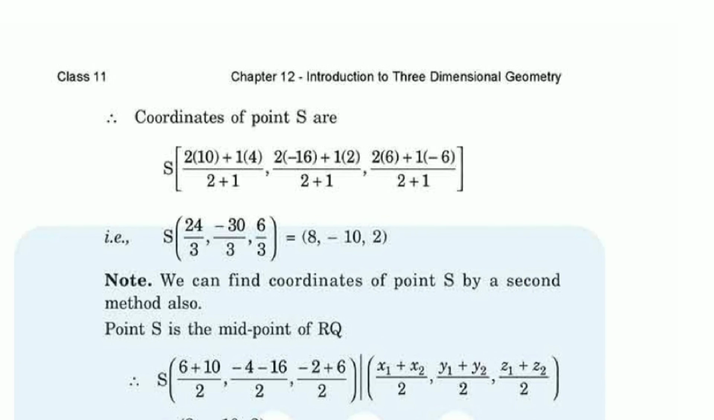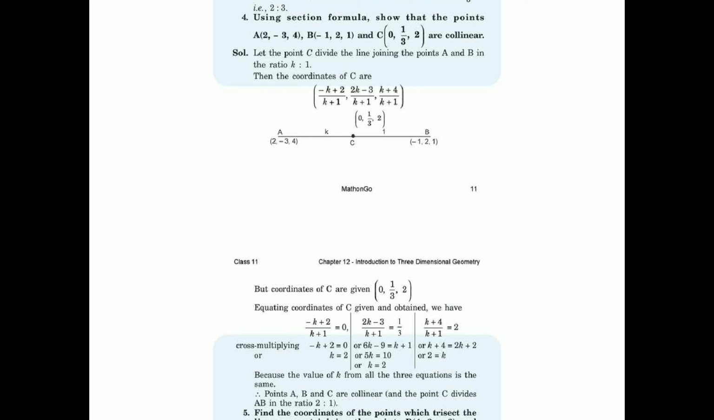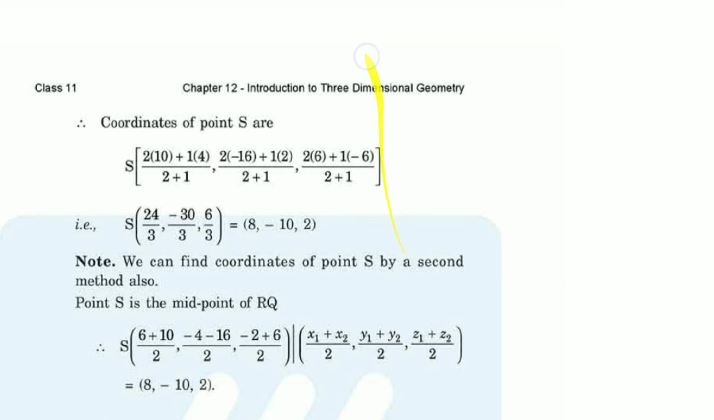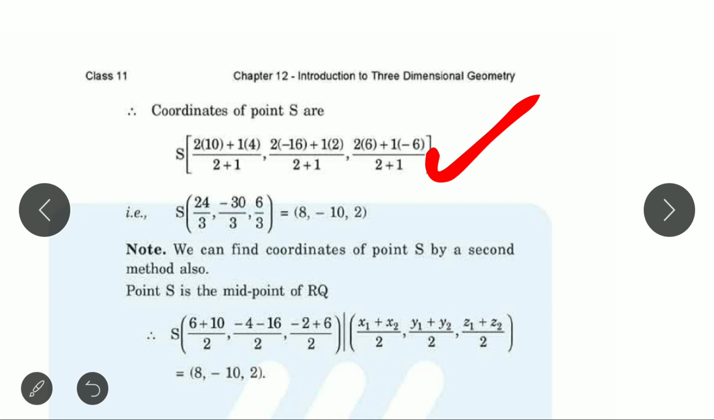Once again, we apply the internal division formula and we try to find out the coordinate of S. So look at the coordinate of S. It has been calculated using the internal division formula. So finally, we have two coordinates. One is the coordinate of R and the other is the coordinate of S.